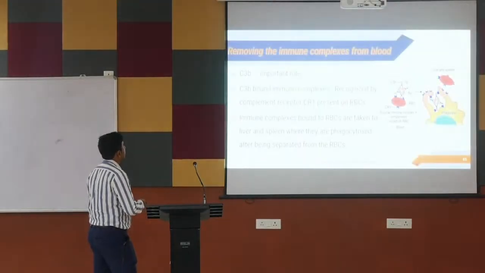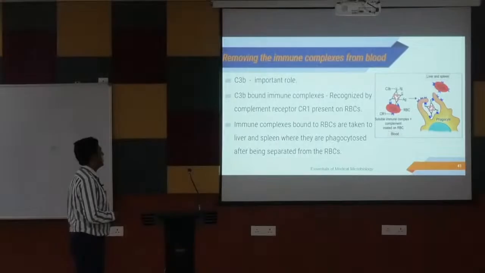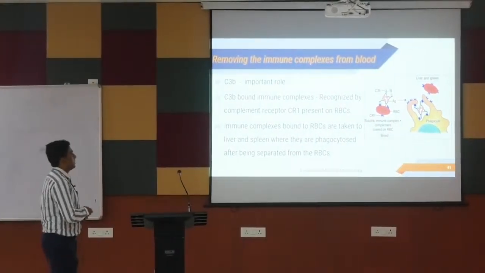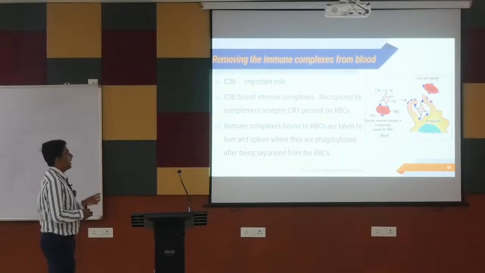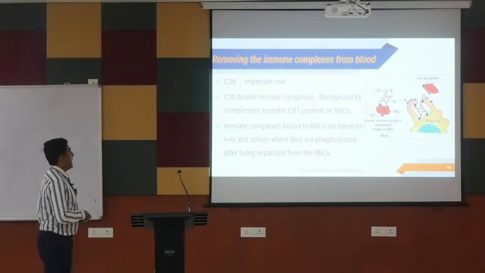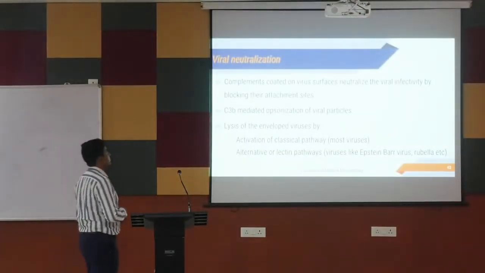ঠিক আছে? রিমুভিং দ্য ইমিউন কমপ্লেক্সেস ফ্রম ব্লাড, C3b হচ্ছে সবথেকে ইম্পর্ট্যান্ট রোল। C3b bound immune complexes recognized by the complement receptors present on the RBCs. Immune complexes bound to the RBCs are taken to the liver and spleen where they are phagocytosed and separated from the RBCs. Virus neutralization কিরকম ভাবে হচ্ছে?